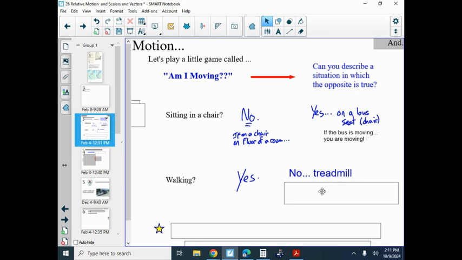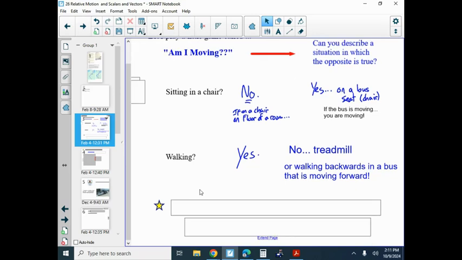You could be on a treadmill. I wasn't talking about that one yet. Or you could be walking backwards in a bus, right? So you could be walking along on a treadmill. It's an easier example, I suppose. But the more interesting one is walking backwards on something that's moving forward and canceling out your speeds. You might have noticed these kinds of things yourself in life experiences so far.